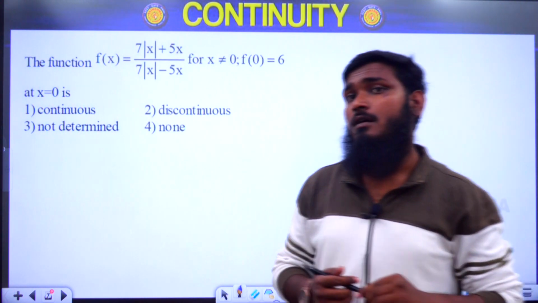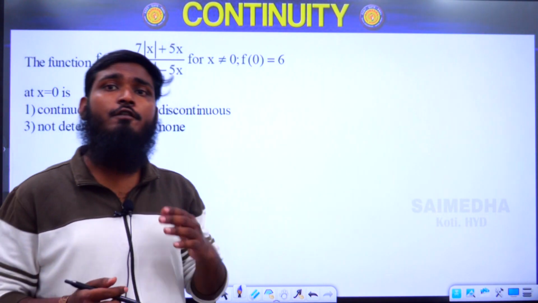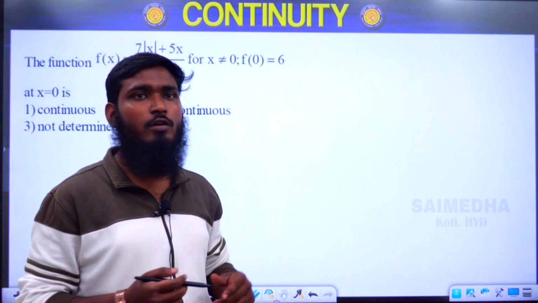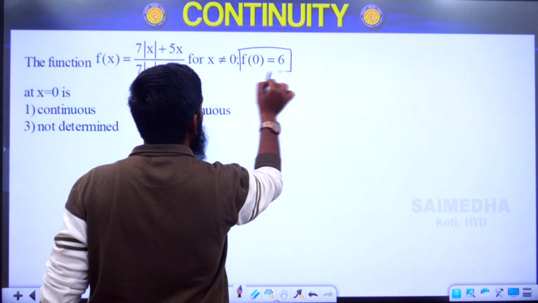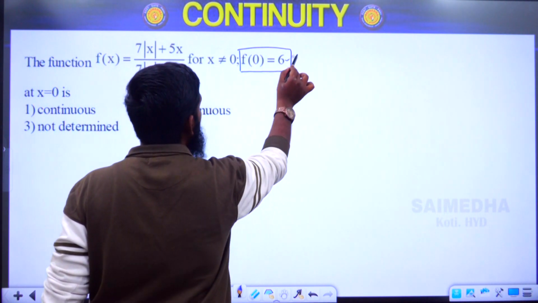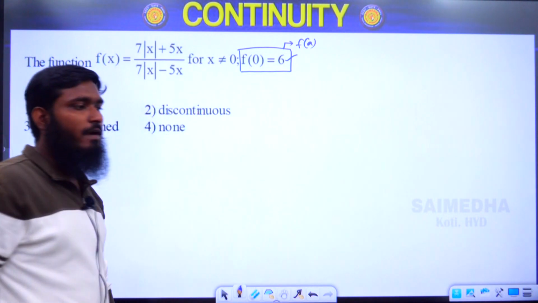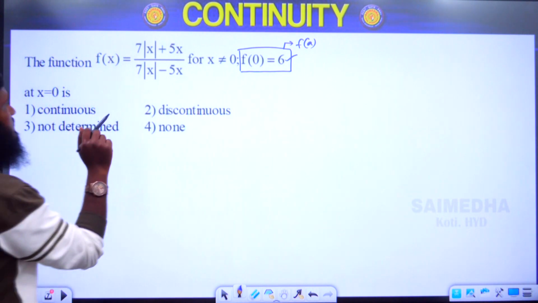We are having the modulus function in this part. If you are having a modulus function, as we have discussed, we have to find out the LHL value, the RHL value, and then the function value also. But the function value is already given over here. What is the function value we are having? F of 0 is equals to 6. So this part we are taking as the function value. Now we have to find out the LHL value and RHL value. Okay, so let us see this part.